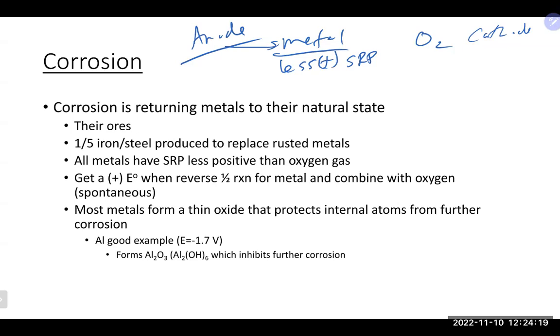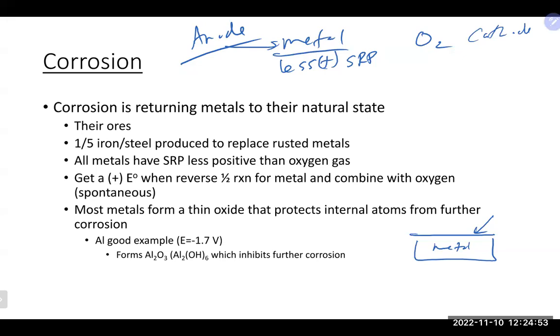Most metals, though, not necessarily all corrosion is bad. A lot of metals will actually form a thin layer of protection. Even though the top layer goes through corrosion, it is able to protect the rest of the metal that's underneath it. Aluminum is an example of that. Aluminum will form a little layer that protects the rest of the metal underneath, once it goes through corrosion.